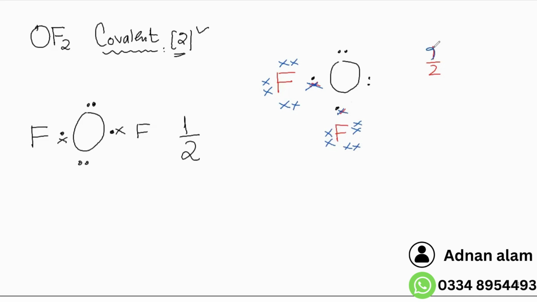Then you will get 2 out of 2. Okay. Any confusion? So how many total lone pairs can you see now, and how many bond pairs can you see? 8 lone pairs, sir.